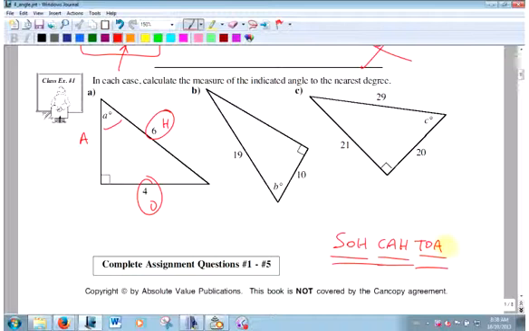Okay, do it. Sine. The sine of angle A equals 4 over 6. That's the ratio of the two sides. Okay? Put that in your calculator. Inverse function, and we should get to the nearest degree, 42.